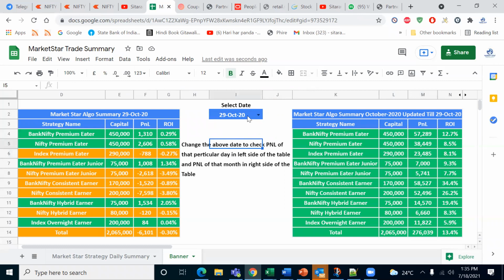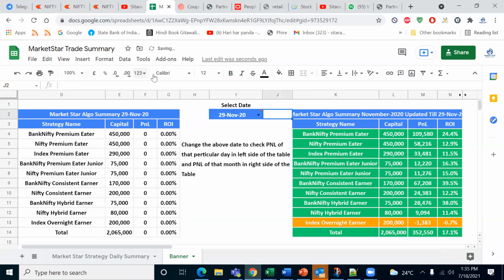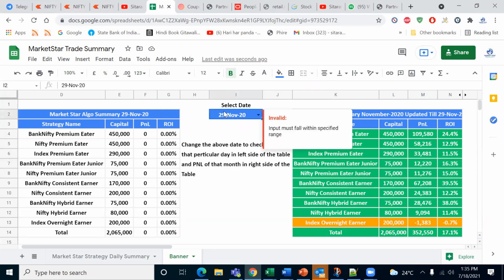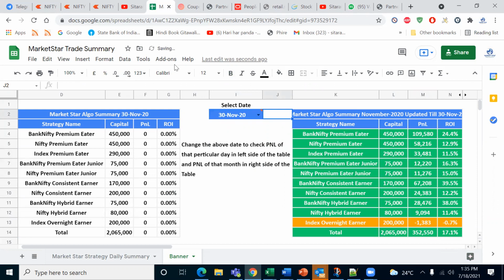So let's move to November now. I'll change this October to November. In November also, if you see, index premium meter has given 33,481. What is my motto to show you all these things? I want to make you understand how consistent the strategy is.